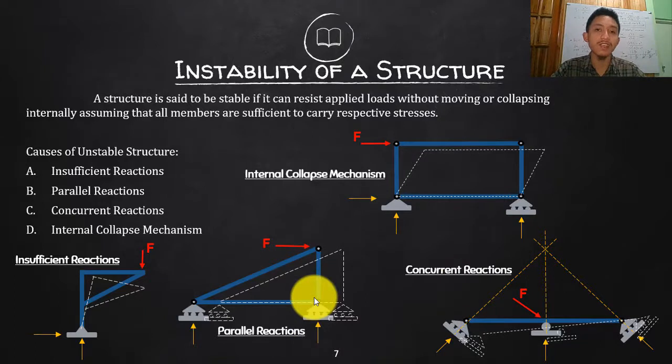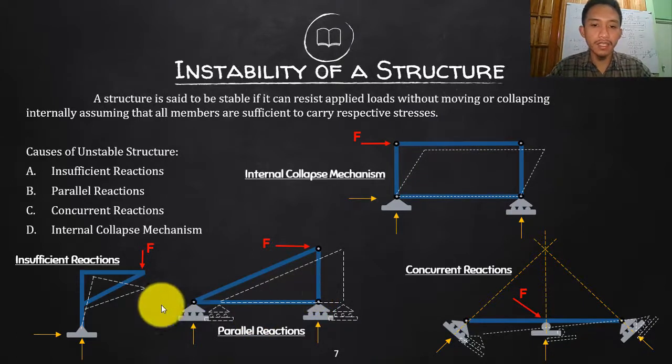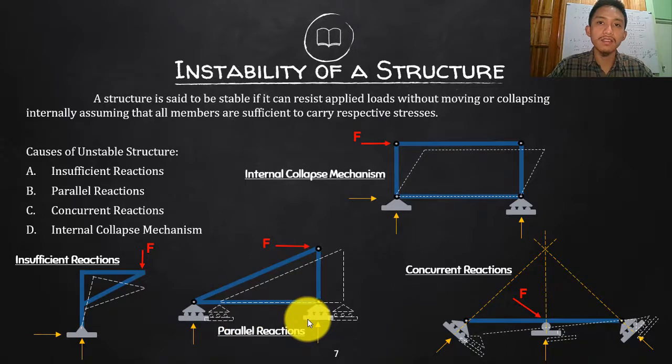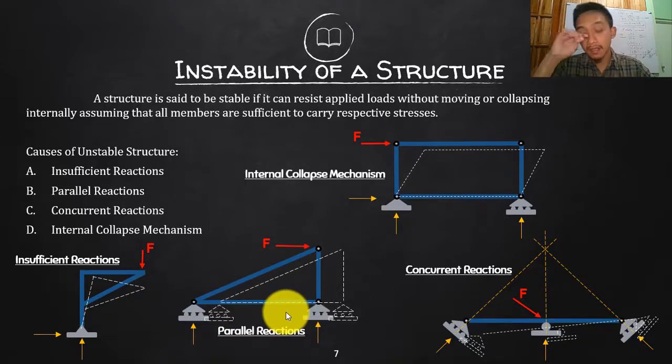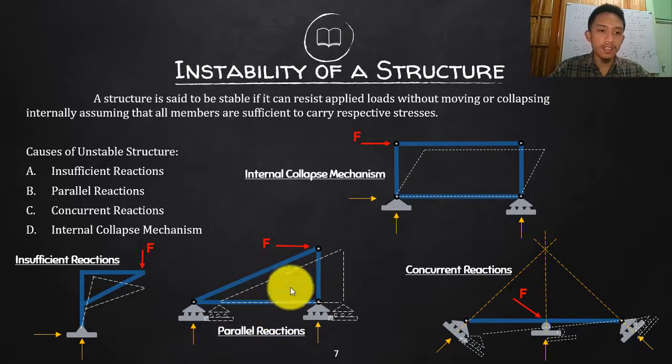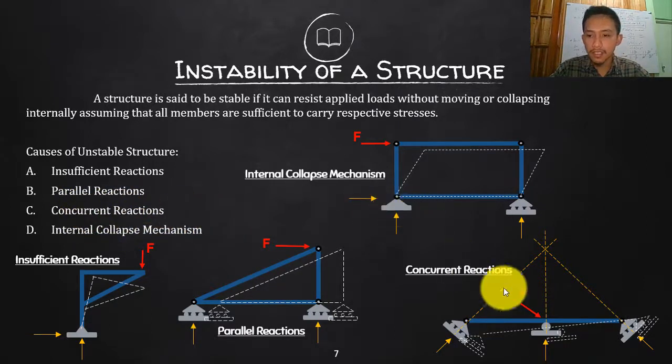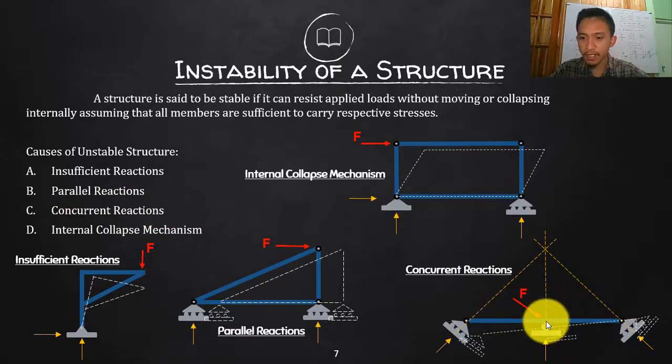So that is unstable, and no structure is designed to be unstable this way. You cannot design a building that is moving horizontally. You need to have restriction, so that is also considered unstable. Next, concurrent reactions. Look at this third figure below. Let's say you have a beam and you support it this way. How many reactions do we have?